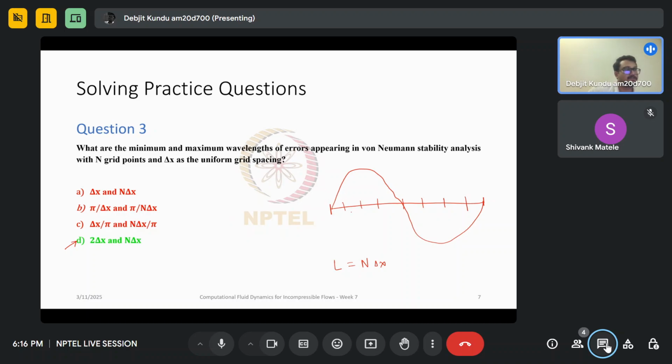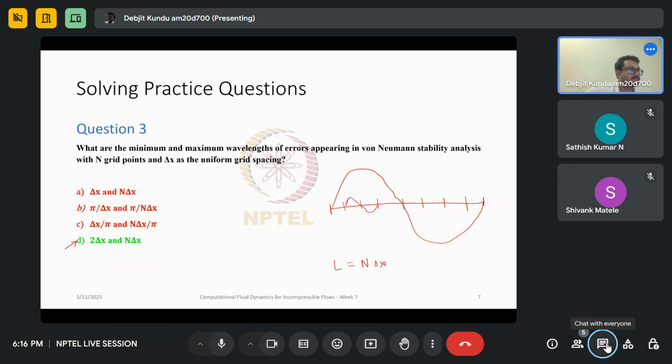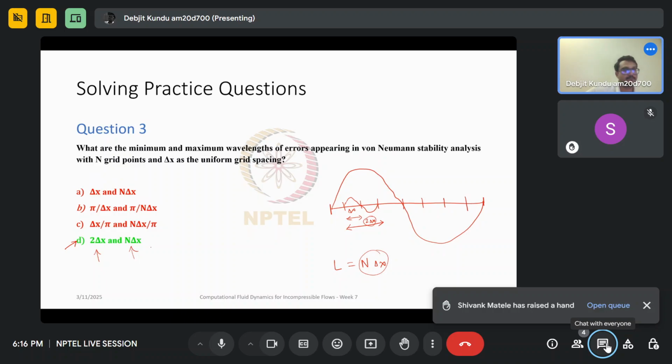And the smallest wavelength is just two spacings. So basically, if we start from here and go like this, each spacing is delta x, and this wavelength therefore will be 2 delta x. That's the minimum wavelength. So the minimum is 2 delta x, this one, and the maximum is n delta x, this one. Yes.